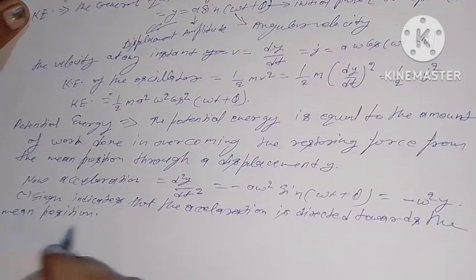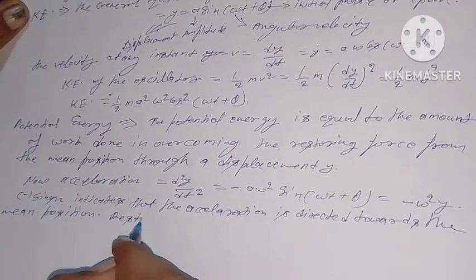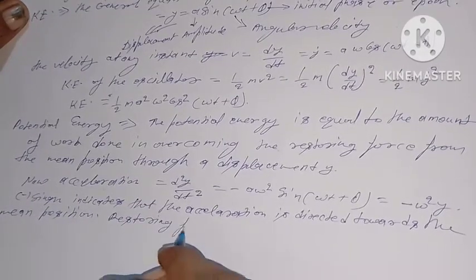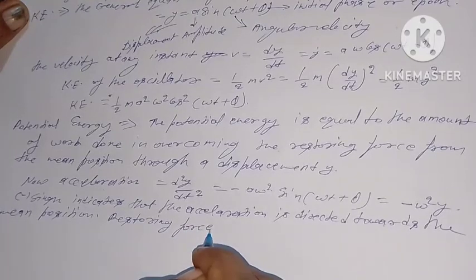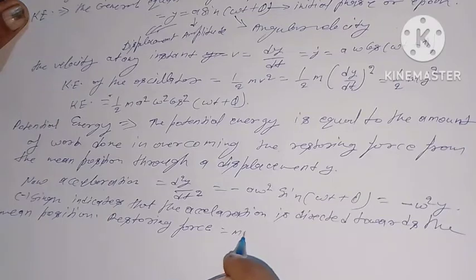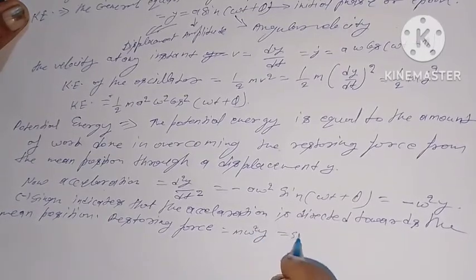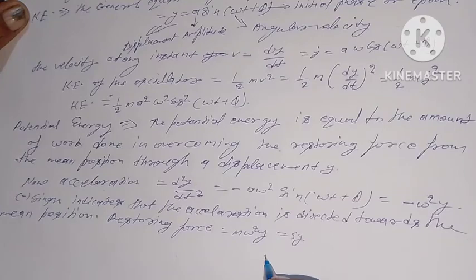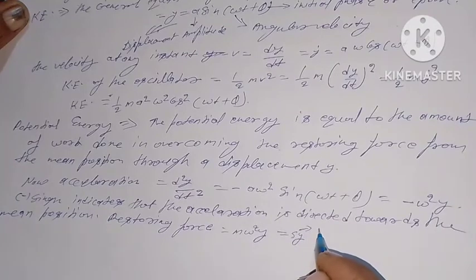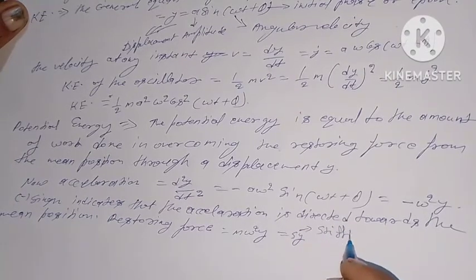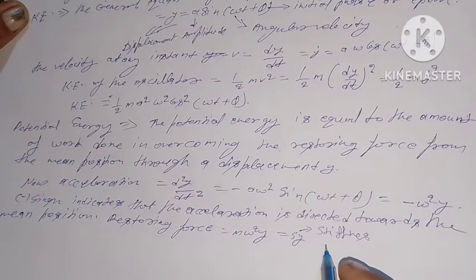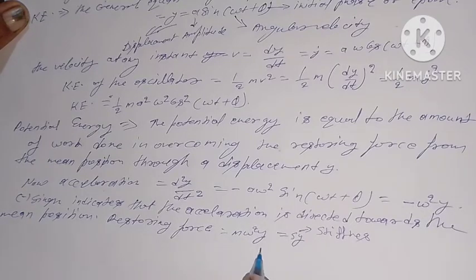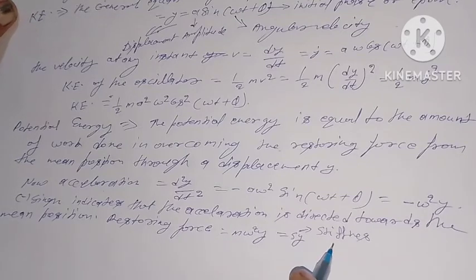Restoring force equal to m omega square y, that is S y, where S is the stiffness or force constant of proportionality. Okay, hence total work done by the force through a displacement y is m omega square y, that is S y.